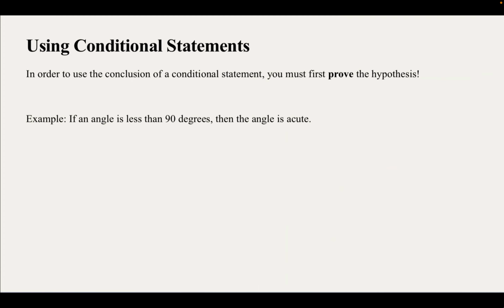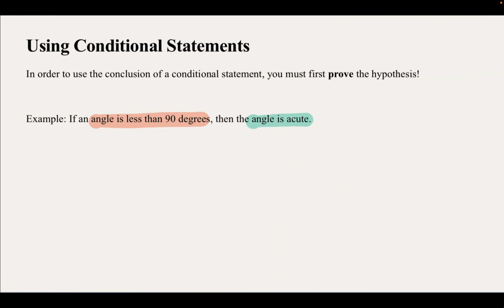For example, if an angle is less than 90 degrees, then the angle is acute. So this is my if-then statement. My hypothesis is that the angle is less than 90 degrees, and my conclusion is that the angle is acute.